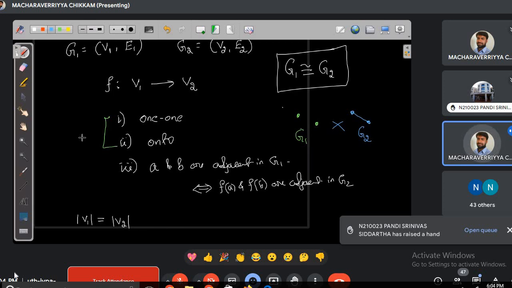Here you can satisfy the first condition. You can define a one-one and onto function from here to here. Simply, you can map this vertex to this vertex and this vertex to this vertex. Fine. But the third condition is not getting satisfied. So here these two vertices are adjacent, but in graph one, those two vertices are not adjacent. So the first two conditions alone are not enough to say that graphs are isomorphic. If you have a bijection, I can't say that the graphs are isomorphic. Along with the bijection, you need this condition also.